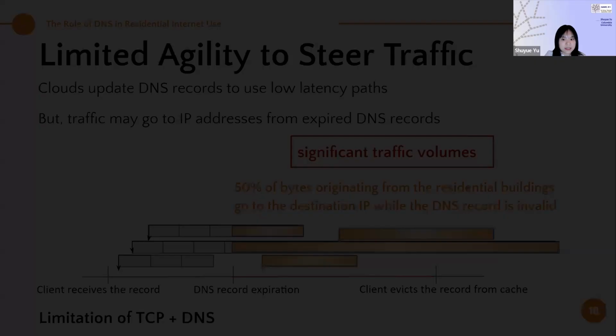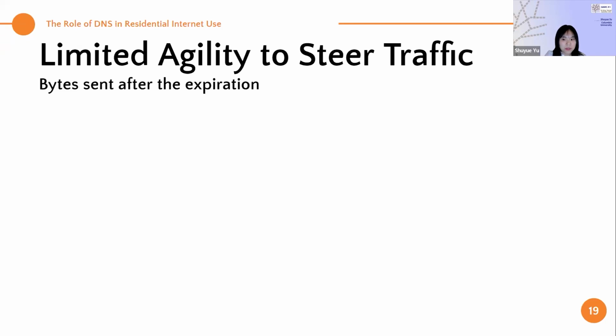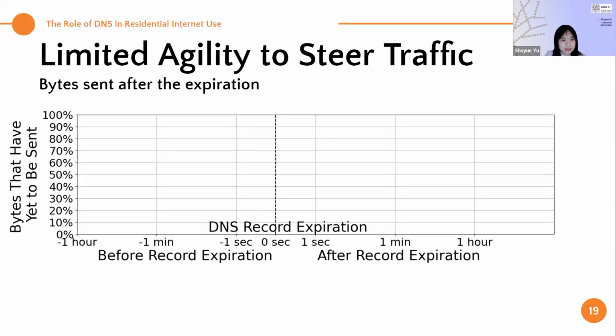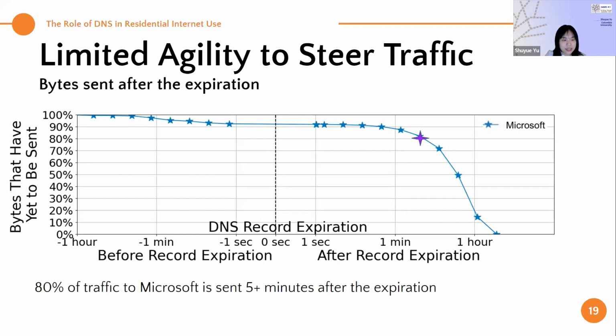To demonstrate that large volumes of traffic may use IP addresses from a DNS record well after its expiration, we plot this figure. The x-axis is the time since the DNS record expiration, and the y-axis is bytes that have yet to be sent. The blue line represents traffic sent to Microsoft. And this point shows that 80% of traffic to Microsoft is sent at least 5 minutes after the expiration.